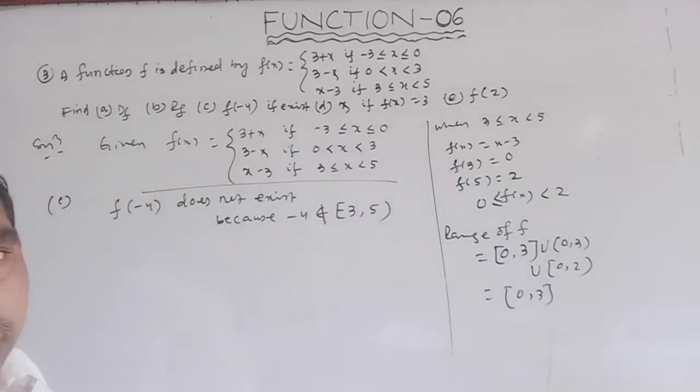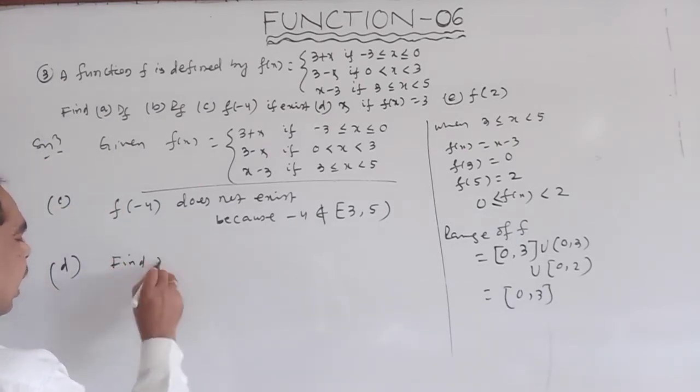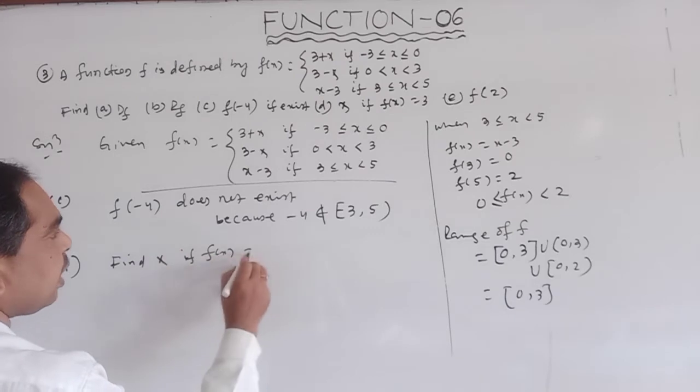Therefore f of -4 does not exist. Next, D: find x if f of x is equal to 3.